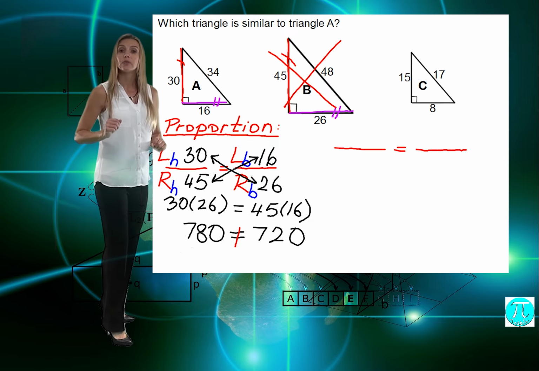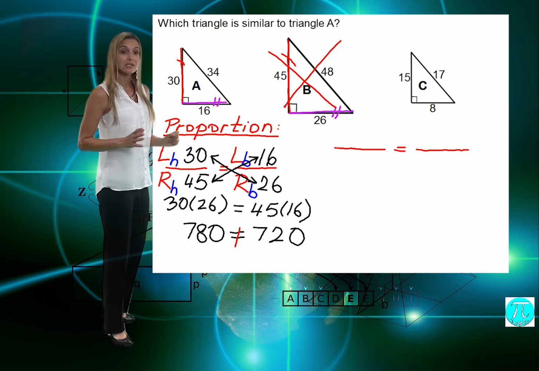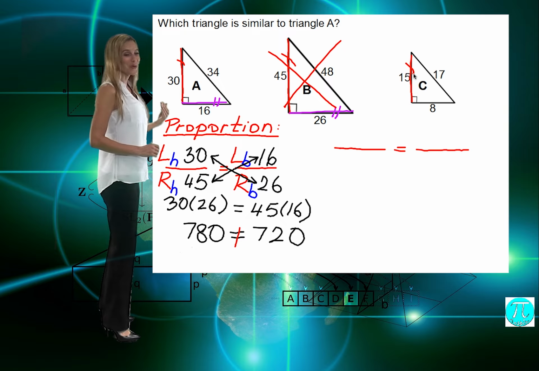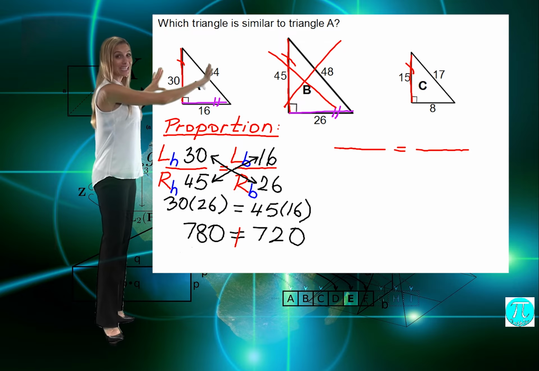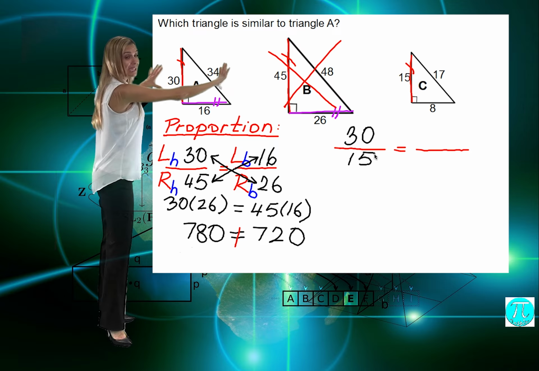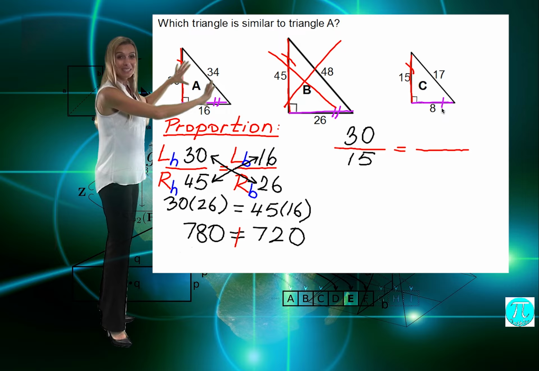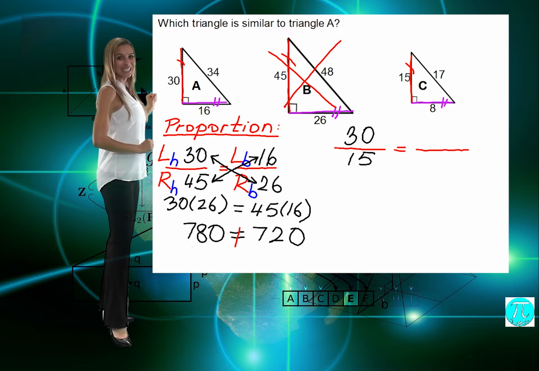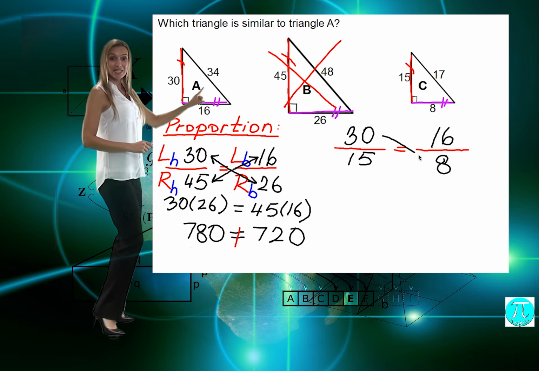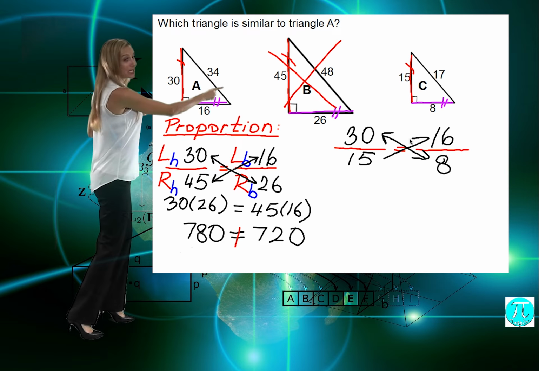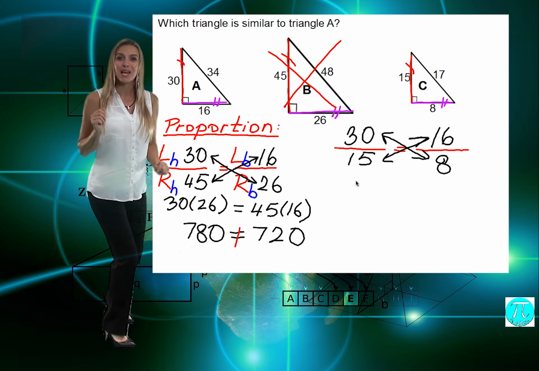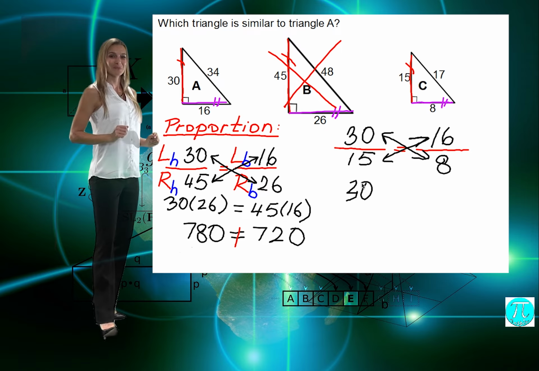Now let's see if triangle C is similar to triangle A. Let's set up a proportion. I'm going to go height to height, right? That is my ratio. The corresponding sides are my heights. So left height is 30, right height is 15. Then I will go base to base. Left base is 16 and right base is 8. Let's cross multiply and see if both sides of the equal sign will equal each other.